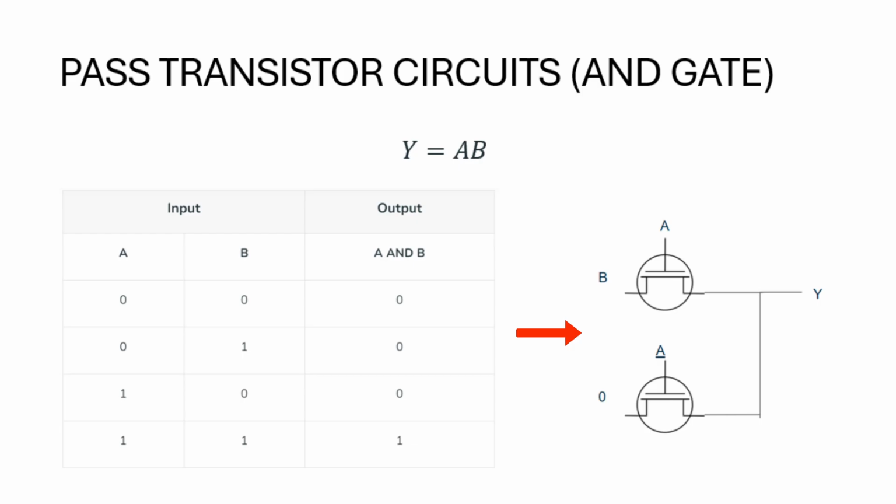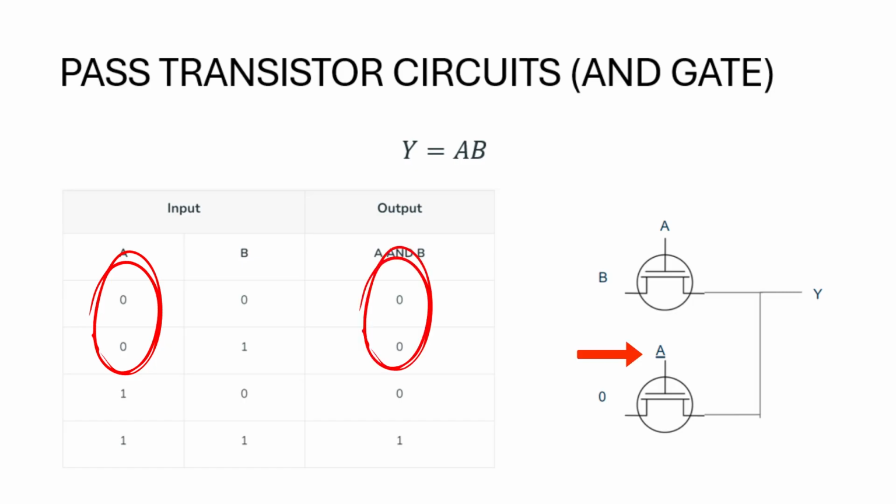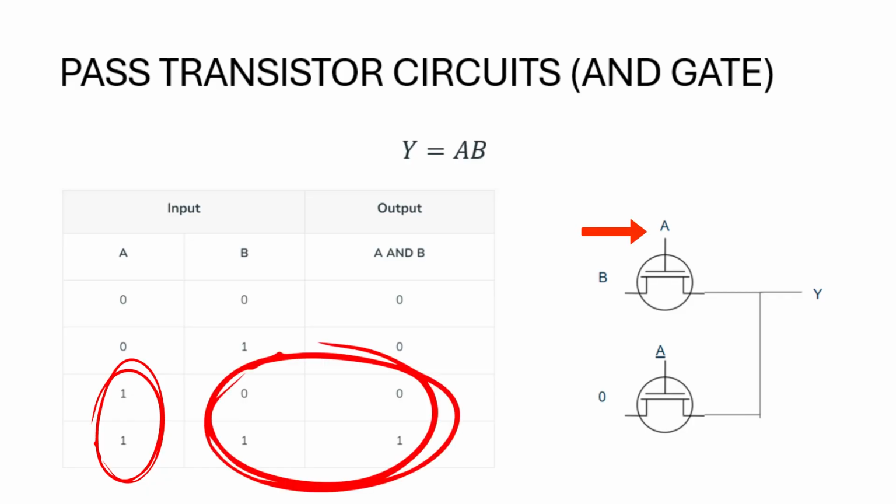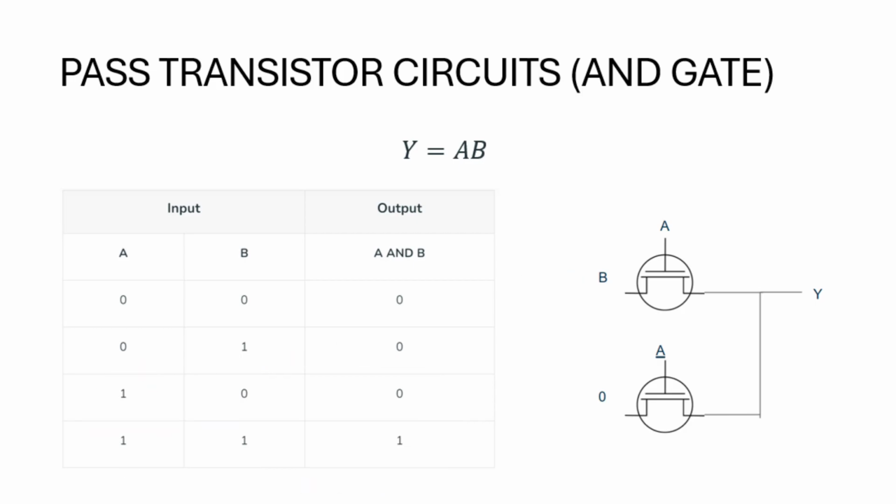Now let's see how it is made. For the first pair of inputs, when A is 0, that means it is represented by A prime. We can see that the output is also 0. So considering this A prime, its input should be 0. Similarly, for A to be 1, this is represented with the A signal at the gate of a transistor. The output is equal to B. Combining these two, we can form an AND gate, like so.